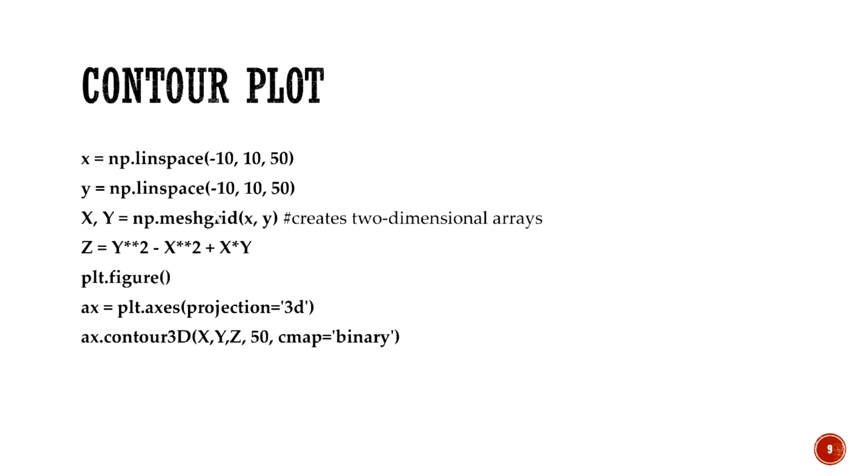Then we want to plot this. So we create figure as an object, then plt.axis, it's three-dimensional. So projection is 3D. And then the function that we use here to generate the contour plot is contour3D. Then we pass x, y, and z. Then we can define the color map, it's binary. So when I run it, then you can see what it means.